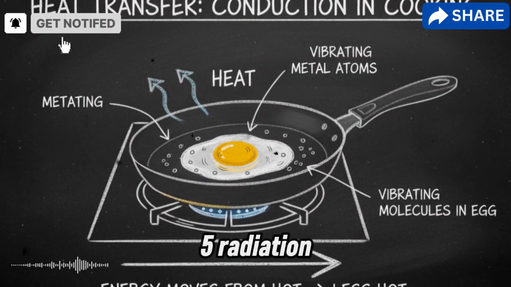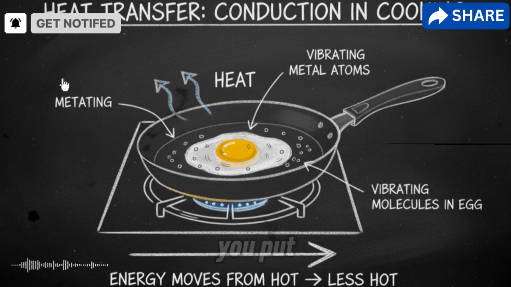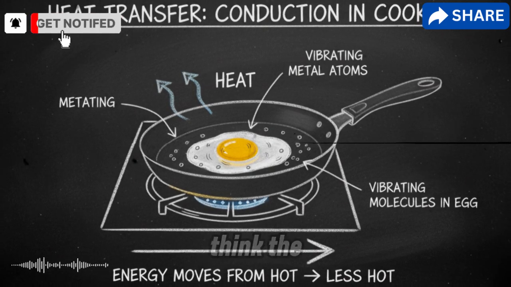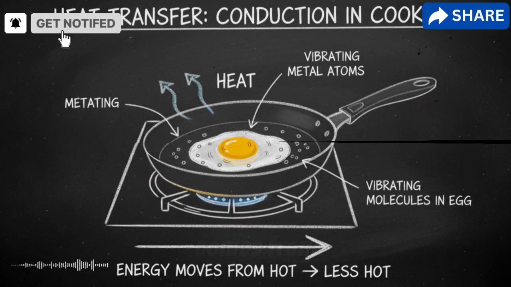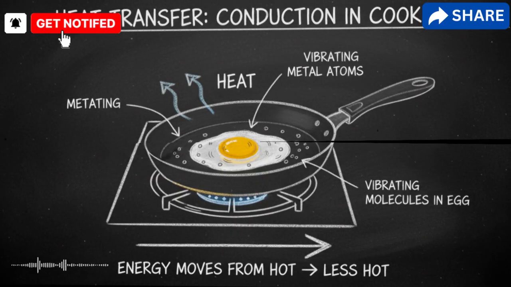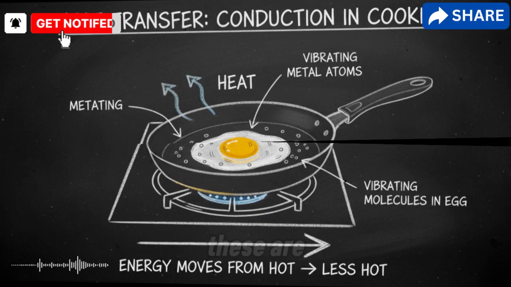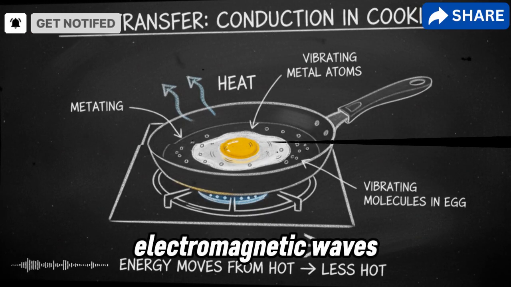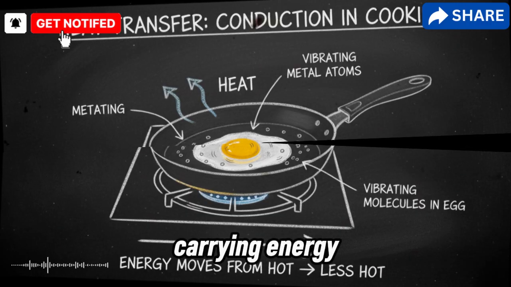5. Radiation. Heat that travels through empty space. Now suppose you put bread into an oven. You might think the hot air cooks it. But actually, much of the cooking comes from radiation. Hot surfaces inside the oven emit infrared radiation. These are electromagnetic waves, cousins of visible light, carrying energy.